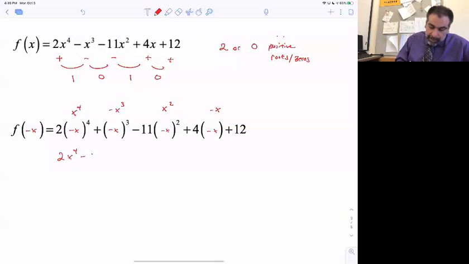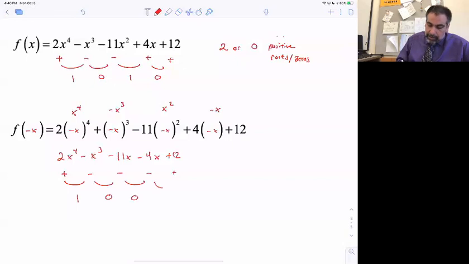We're going to end up with minus x to the 3rd. Here we've got a negative 11 times that x squared. That's going to be negative 11x squared. Here it's a positive 4 and a negative x. That's going to be negative 4x. And last is 12. So we have a positive, negative, negative, negative, positive. Count the sign changes.